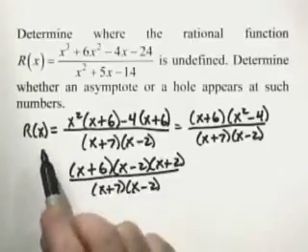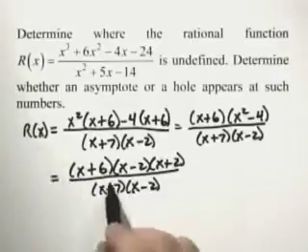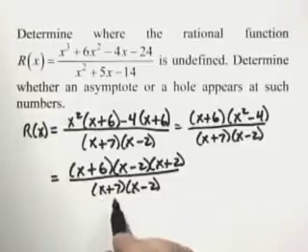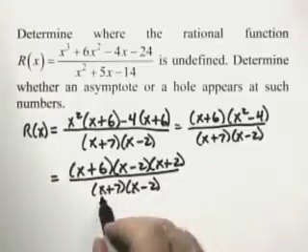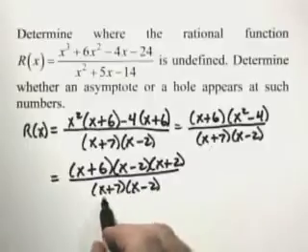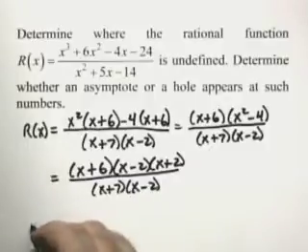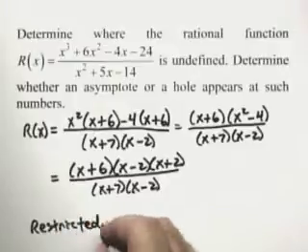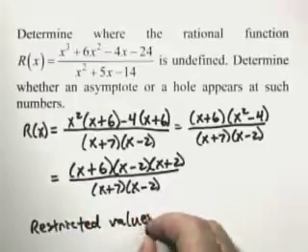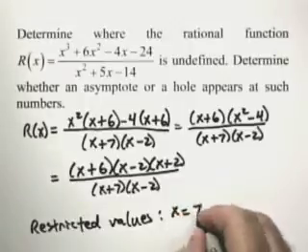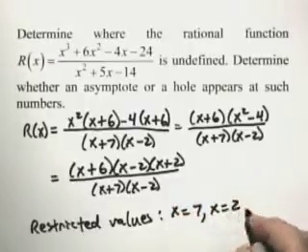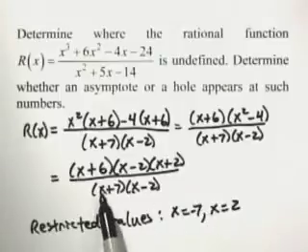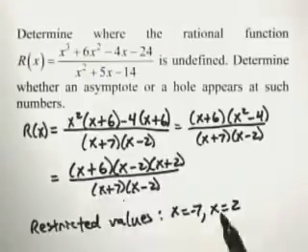To determine the values that make the function undefined, we look at our denominator. We find all values that will make the denominator of our function equal to 0. If we set each of these linear factors equal to 0 and solve, we'll see that our restricted values, that is the values that make the function undefined, are x equal to negative 7 and x equal to 2. Because those two values, if we put them in the denominator, will make our denominator 0.